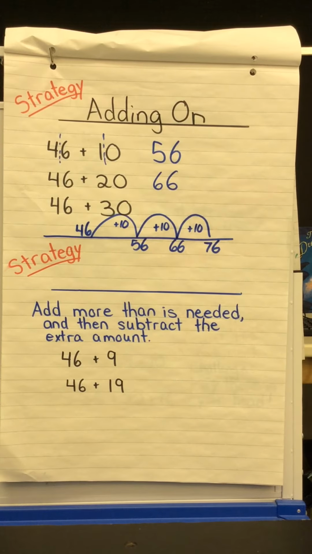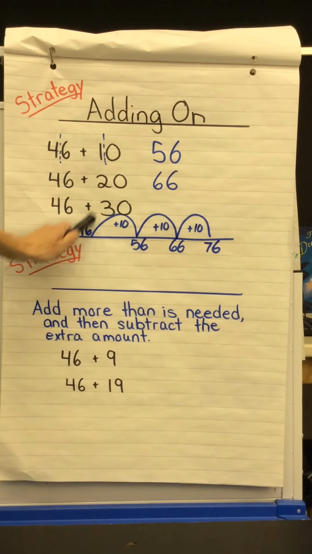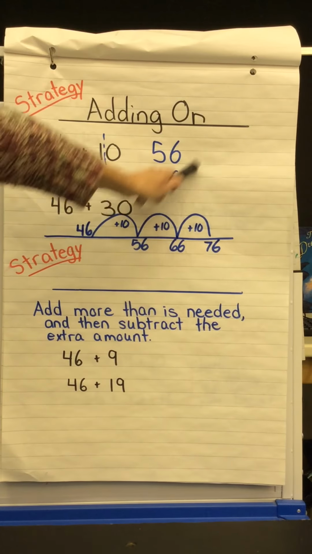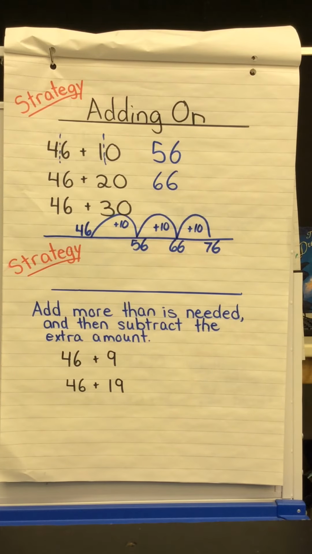That's another strategy that you can use. Put 46 on a number line and take 3 jumps of 10 because we have 3 in the 10s column. 46 plus 10 is 56. 10 more is 66. 10 more is 76. So if you get stuck, think of your number lines.